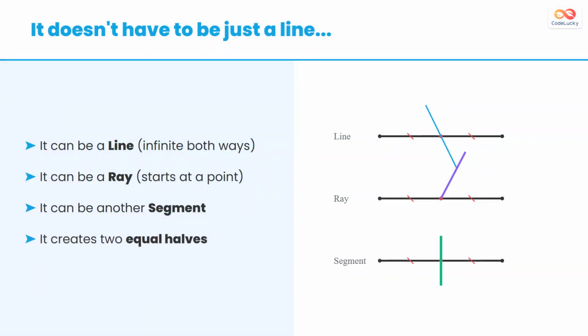It is important to remember that a bisector doesn't have to be just a straight line. It can be a ray starting from a point, another finite line segment, or a line that goes on forever. As long as it passes through the midpoint, it creates two equal halves.